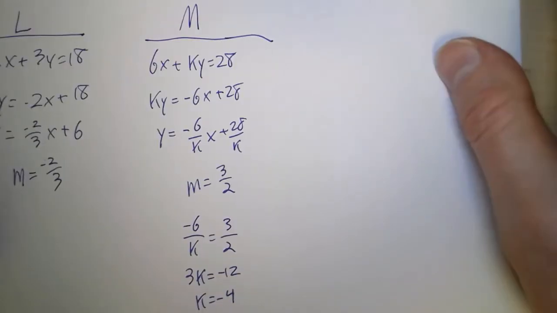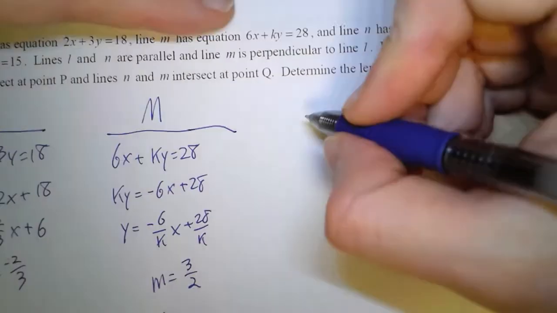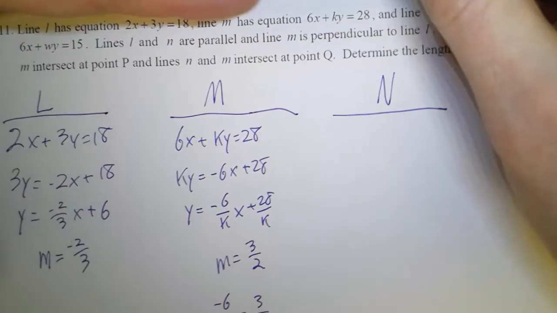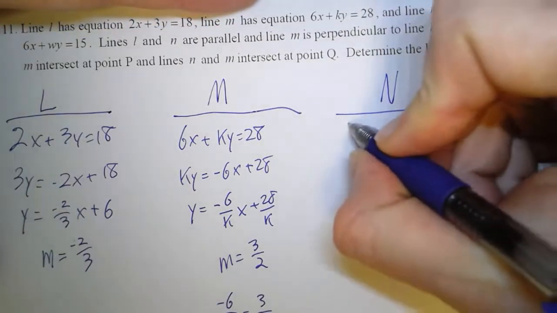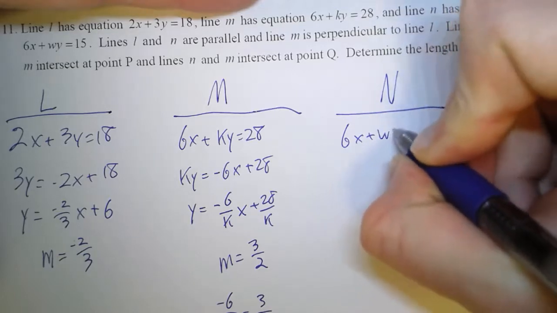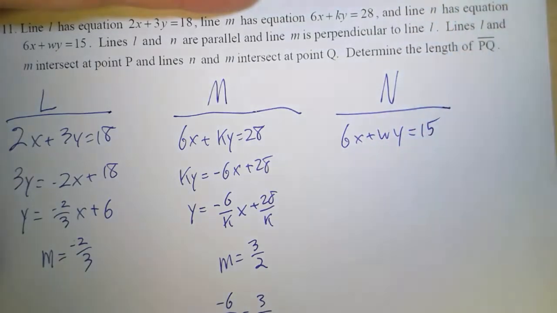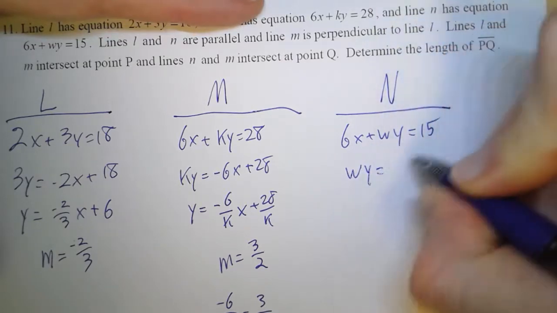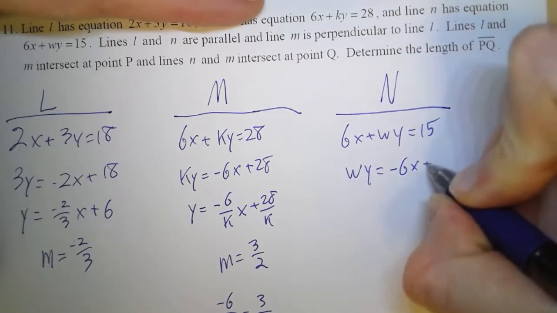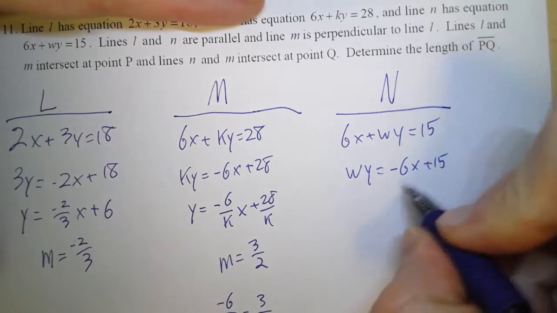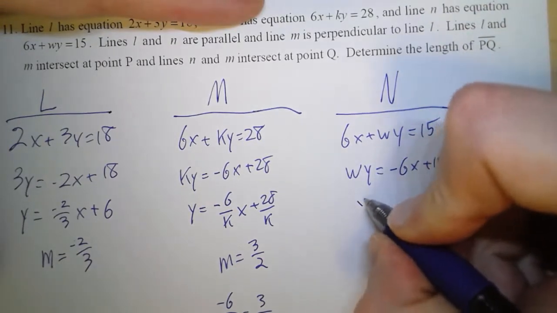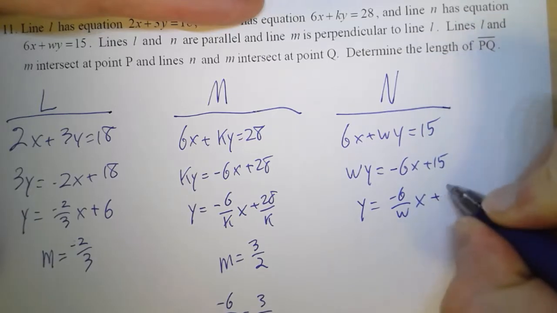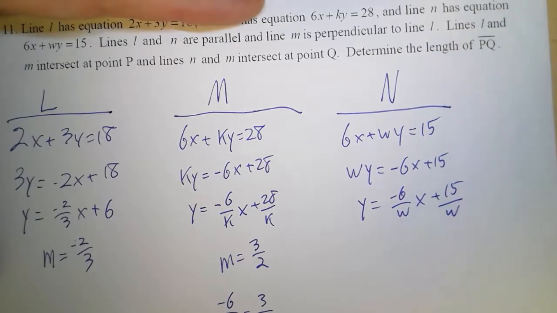Now, let's look at line N. We're going to do the same thing. For line N, the equation is 6x plus wy equals 15. So we'll subtract 6x first. So wy equals negative 6x plus 15. And then we divide by w. So y equals negative 6 over w x plus 15 over w.